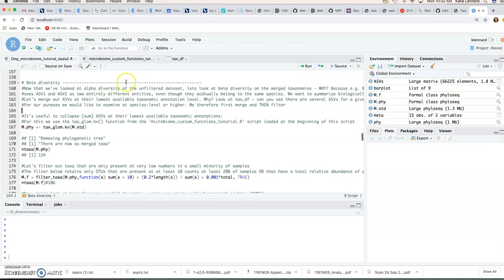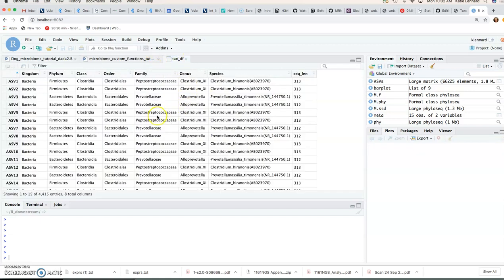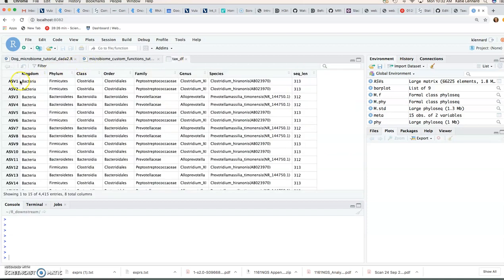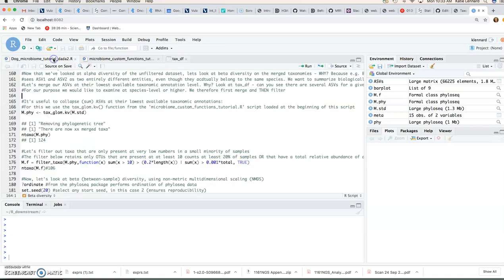And we briefly pointed out that if we look at our taxonomy for this data set, you'll find several ASVs like ASV 1, 2, 5, 6 that have the same species level annotation. So when we do our beta diversity analysis, it's better to collapse them down so that ASV 1, 2, 5, 6, and so on that have the same species level annotation get summed together as one unit. Because if we don't do that and we use Bray-Curtis distance, those ASVs will get seen as entirely different entities, even though they actually belong to the same species.